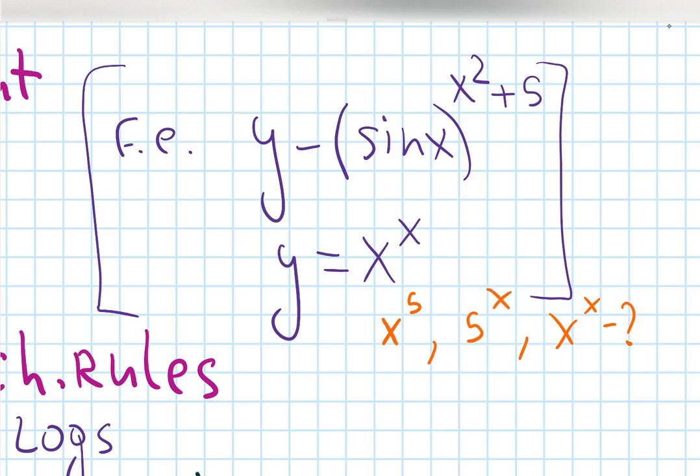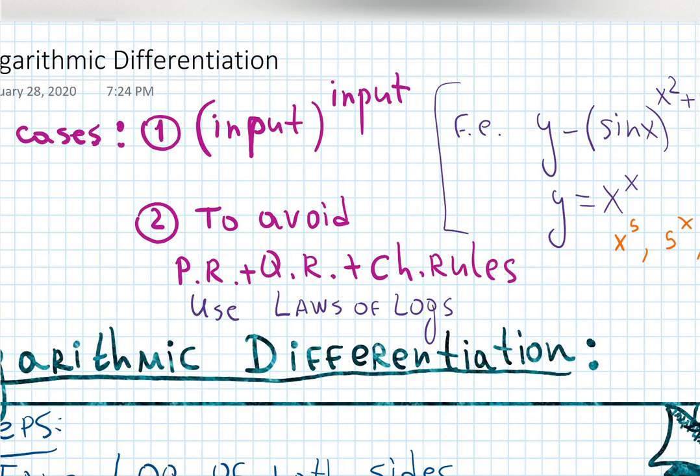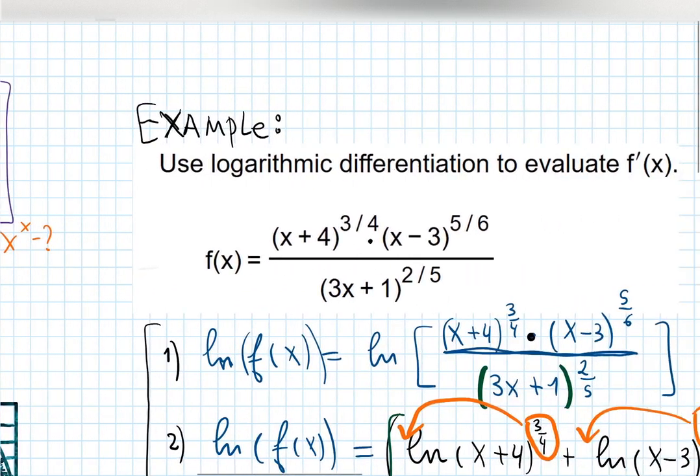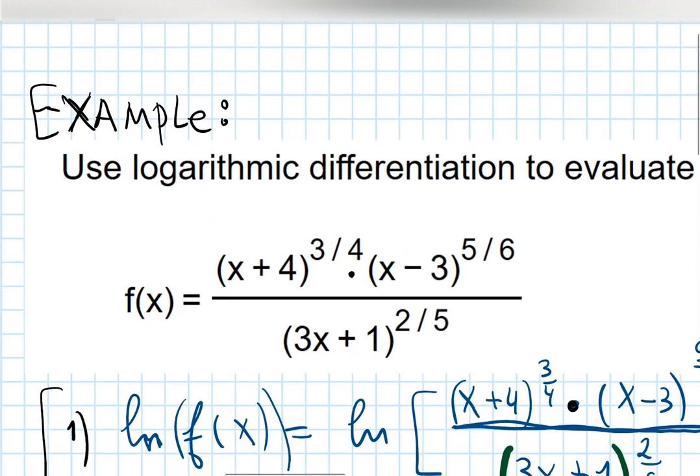Now, one more example when we want to use it is when we don't want to work with quotient rule, product rule, and chain rule, when it's too many fractions. Something like this. This is the example I did before. We're not going to do it today. You can look at my solutions here.